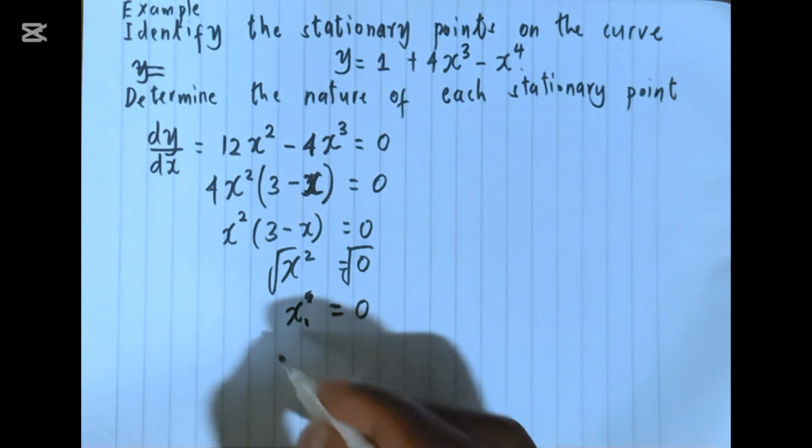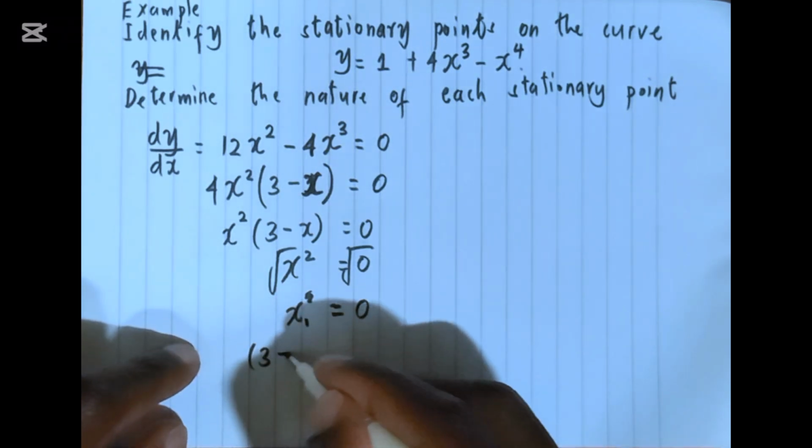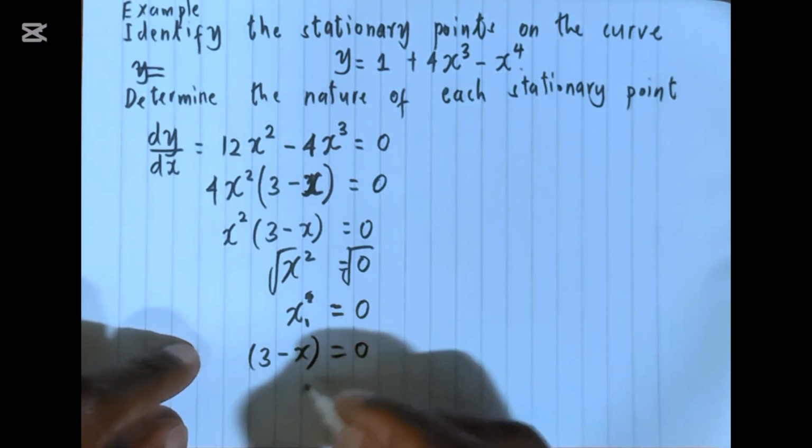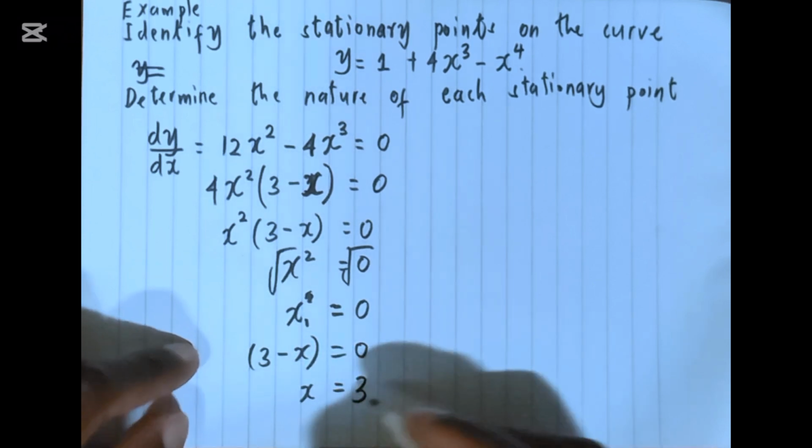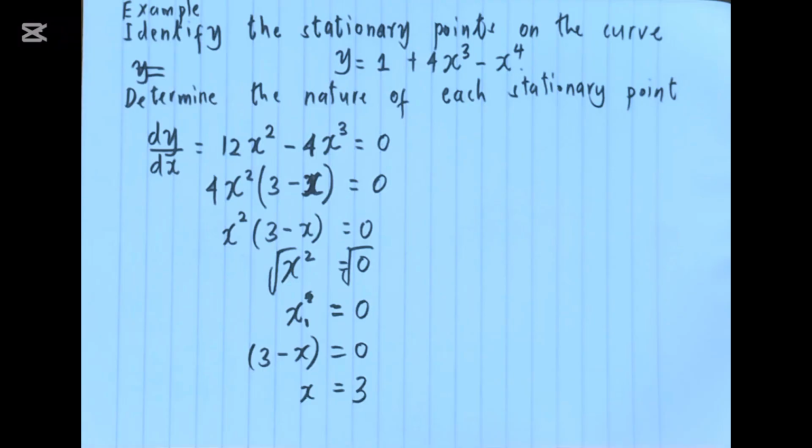All right, so for x2 we are going to have 3 minus x being equal to 0, and so notice that our value of x here will be equal to 3. When you do your math, the value for x there will be equal to 3.